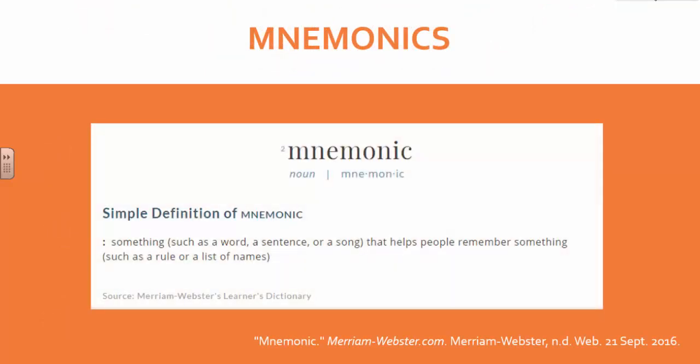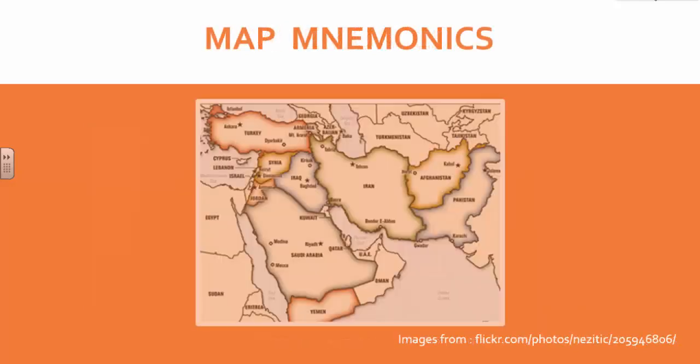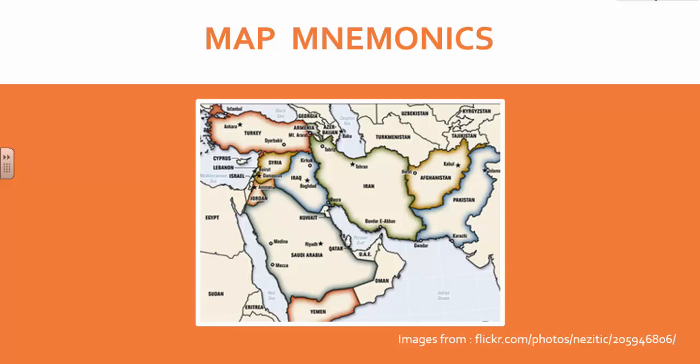According to Merriam-Webster, mnemonic devices are things such as words, sentences, or songs that help people remember something. Middle school students are very concrete and often limited in their past experiences, so anything that we as teachers can do to assist students in remembering this new content would be helpful. So let's look at a few different ways that we can learn places on this map using mnemonics.